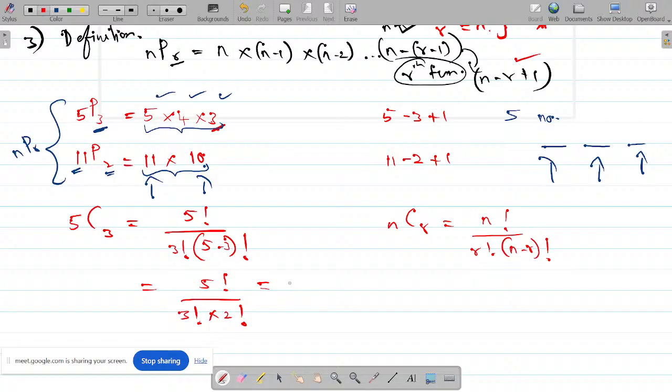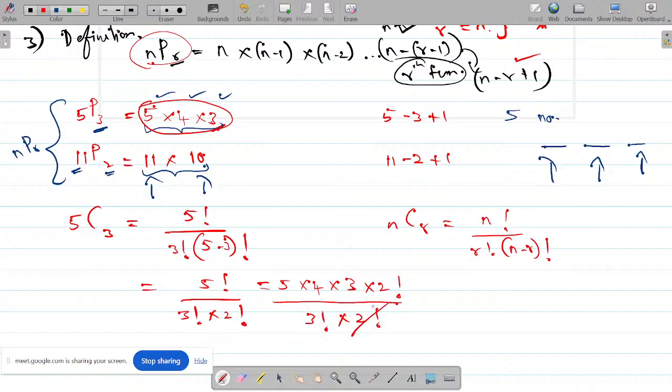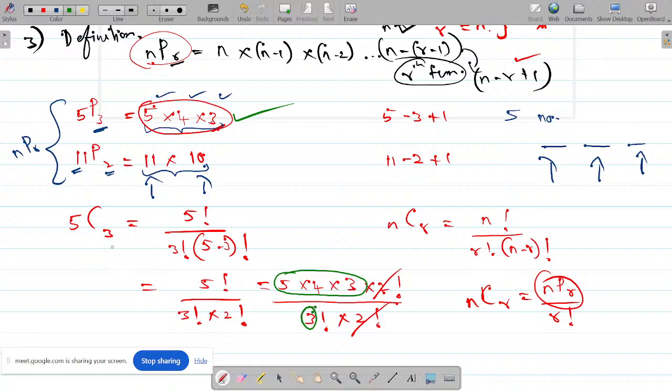This 5 factorial can be written as 5 into 4 into 3, and I stop here because I have this nPr, which is this one alone, into 2 factorial, divided by 3 factorial into 2 factorial. Obviously, this can be cancelled. From nPr, I can write nCr the other way: nCr as nPr divided by r factorial. What is nPr in my problem? This is my nPr, right? See what you have done here: 5 into 4 into 3. What is this? 3 r.